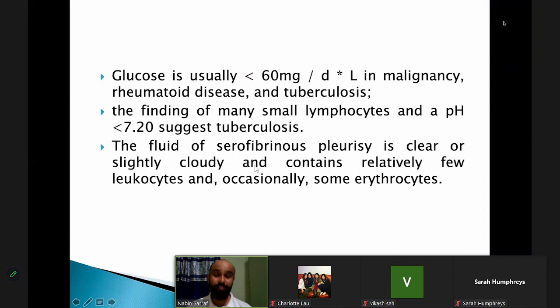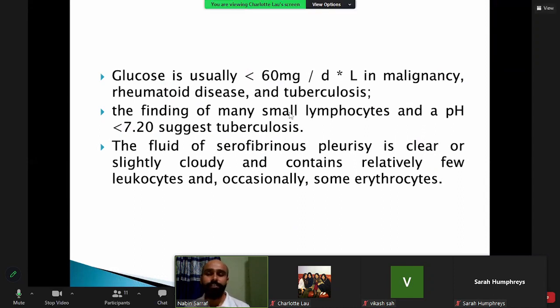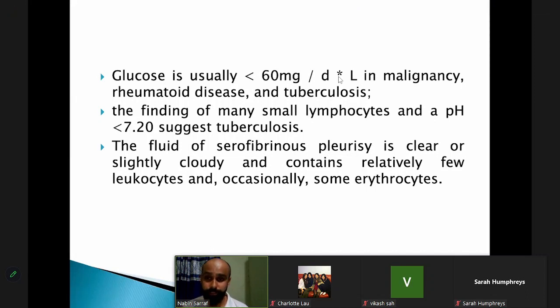During the chemical analysis of the fluid, the glucose is usually less than 60 mg per dL in cases of malignancy, rheumatoid disease, and tuberculosis. For tuberculosis, we can also look at the pH. If there are many small lymphocytes and a pH less than 7.2, that again is suggestive of tuberculosis. And as we already discussed, the fluid of serofibrinous pleurisy is clear or slightly cloudy and contains relatively few leukocytes and occasionally some erythrocytes only.